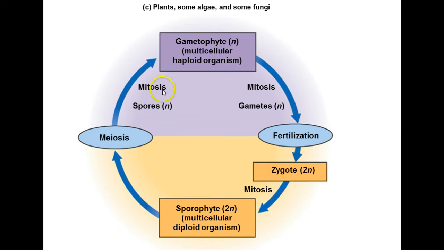We're going to have mitosis in the haploid state, producing a multicellular haploid, and we're going to have mitosis in the diploid state, producing a multicellular diploid. So to get from haploid to diploid, we'll have fertilization. To get from diploid to haploid, we'll have meiosis.